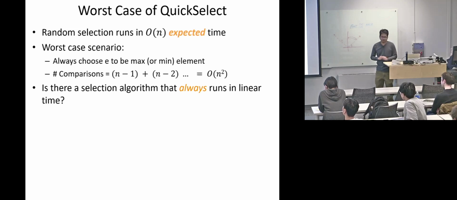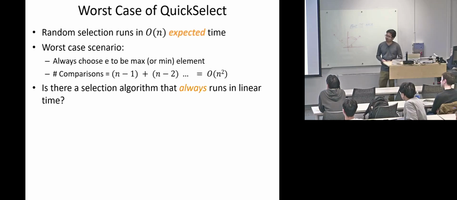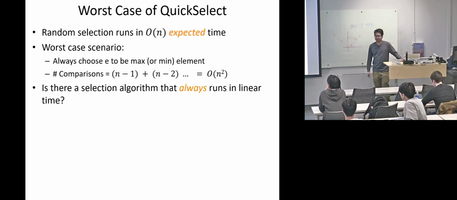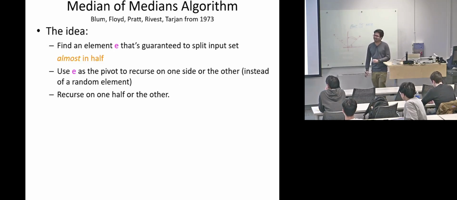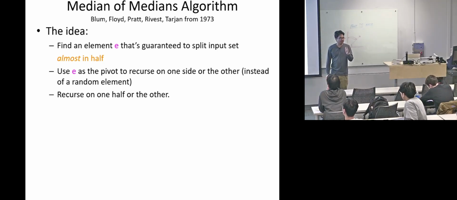Now you can ask, is there a way, maybe a deterministic algorithm, that always gives you linear time? That's what we're going to do today. It turns out that 50 years ago, Blum et al. showed how to do this. And the idea is this.